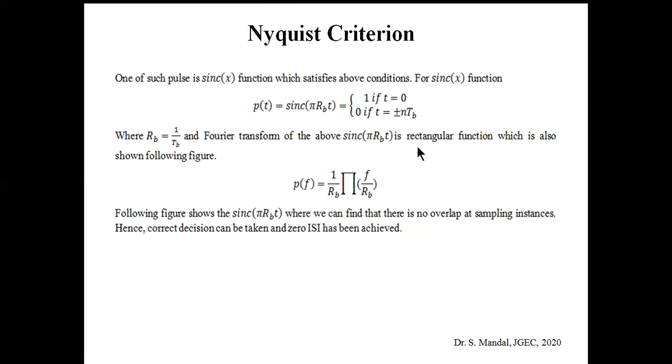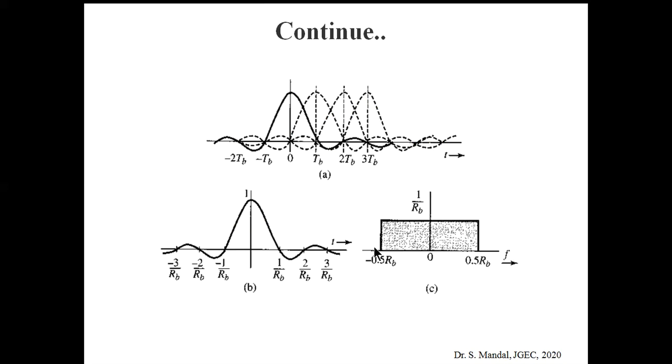So the Fourier transform of the sinc function is a rectangular pulse, and we can express the corresponding Fourier transform using these rectangular pulses. You can observe the corresponding Fourier transform of this rectangular pulse is like this, and this is strictly band limited. Okay, you can see that it is strictly band limited.